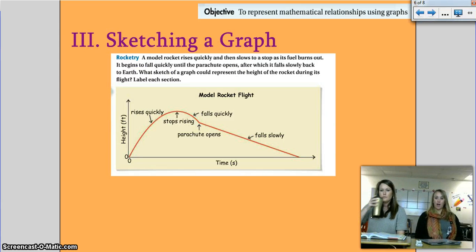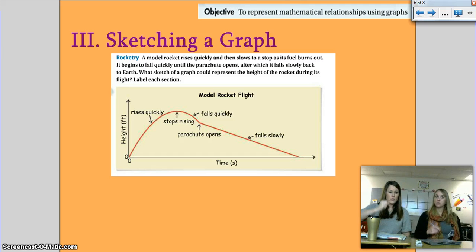Okay, sketching a graph. Now this is where it's sketchy, because all answers will be a little different. It's all good. A rocket model rises quickly and then slows to a stop as its fuel burns out. It begins to fall quickly until the parachute opens, after which it falls slowly back to Earth. What sketch of the graph could represent the height of the rocket during its flight? Let me use my arms to show what's happening.